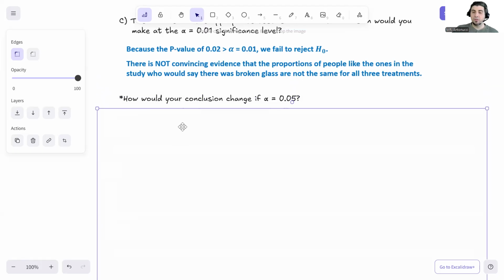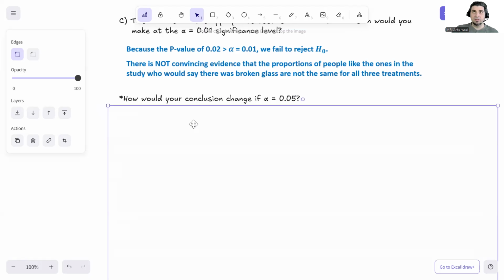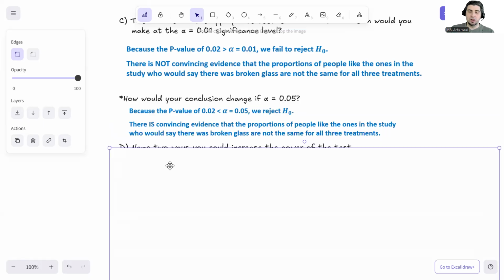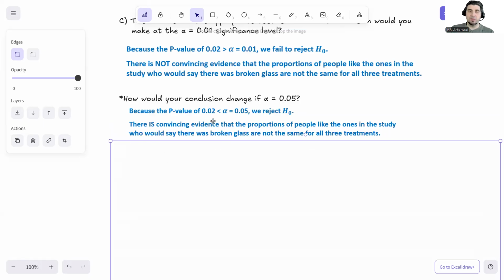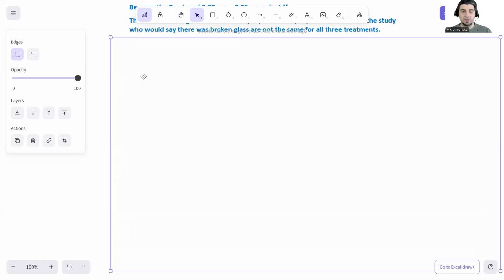Now, what if the significance level was 0.05? Now, just a word here. You can't just change the significance level at the end if you don't get the result you were looking for. You have to state the significance level before you carry out the test. We're just saying, what would happen in this case. And at 0.05, we would reject the null in that case because our p-value of 0.02 is less than 0.05. There is convincing evidence that the proportion is not the same for all three treatments.